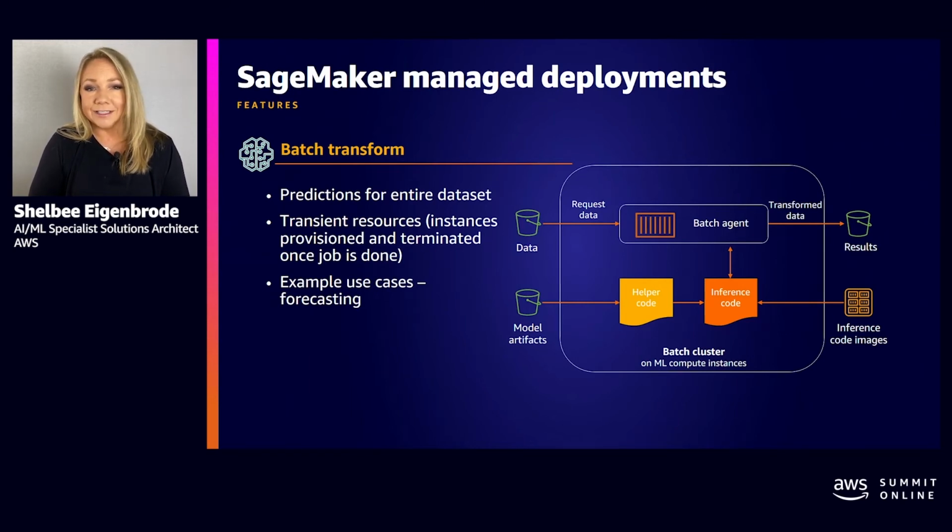So with batch transform, you provide your prediction request data set in S3, and then you configure your batch transform job, identifying configuration parameters like the location of the data set, the location of the trained model, and the compute instances that you want to use for that batch job. And then SageMaker takes care of provisioning the resources that are needed, running that batch job, and then putting the batch prediction responses back into the S3 bucket that you specify.